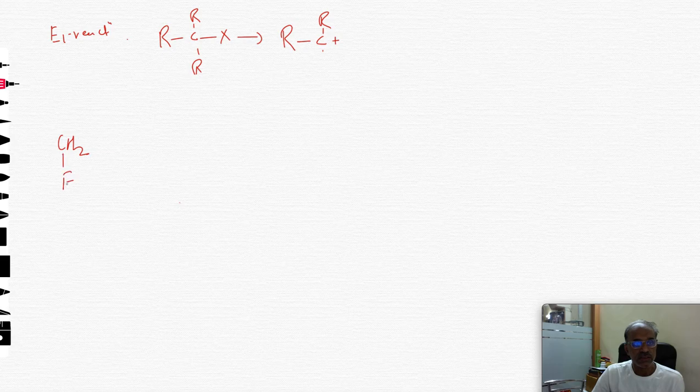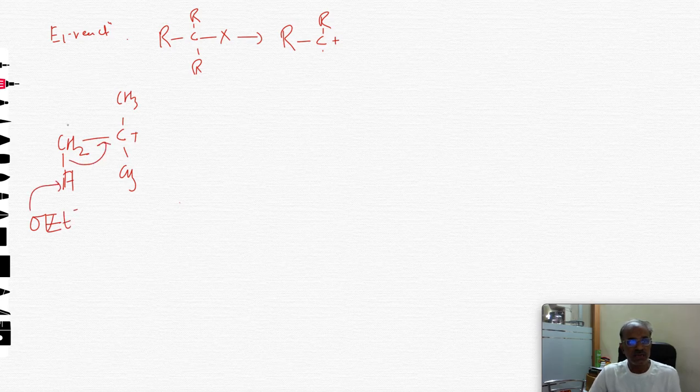CH2H, dash C, CH3, CH3, a positive charge, and here there is a base. Take for example ethoxide. This abstracts the proton, then this goes here. So this is the alpha hydrogen atom, CH2 double bond C gives me CH3 and CH3. So this is a double bonded compound, plus leading to the formation of ethanol.